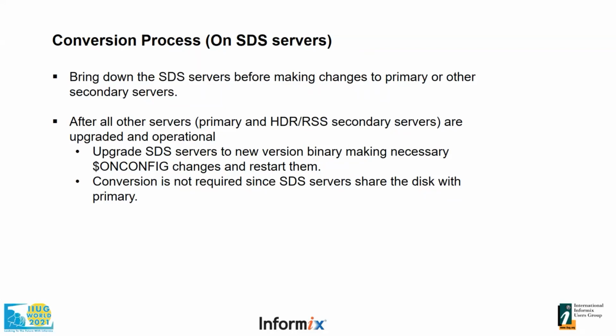Once your primary and other secondaries are converted and operational, then you upgrade your SDS server to the new version, making all the onconfig changes, and then you restart. And that's it. You are done with your SDS server upgrade. There won't be any conversion involved here because the disk is the same, right? You share the same disk with your primary. So that was all about the conversion of the secondaries in HA.